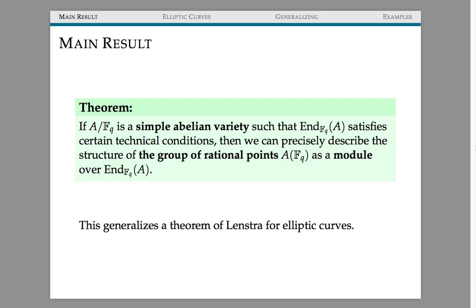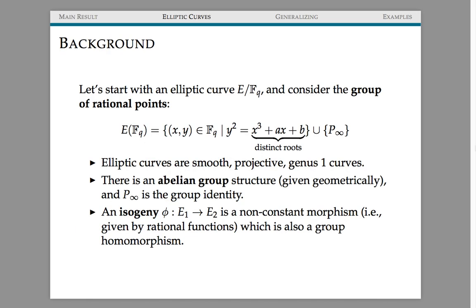So here's the idea. I'm going to take a simple abelian variety such that the endomorphism ring satisfies certain technical conditions, and then we can precisely describe the structure of the group of rational points as a module over this F_q-rational endomorphism ring. And this is going to generalize a theorem of Lenstra for elliptic curves. So let's start there with elliptic curves.